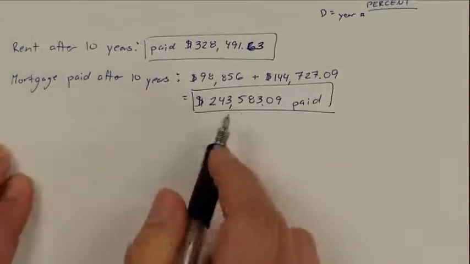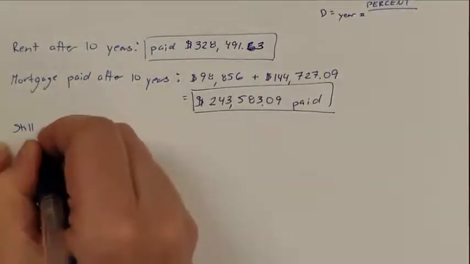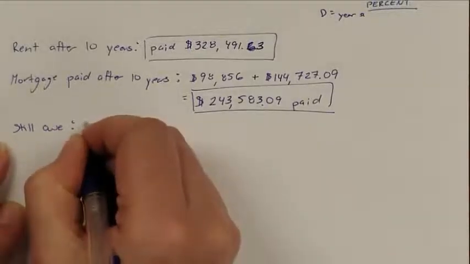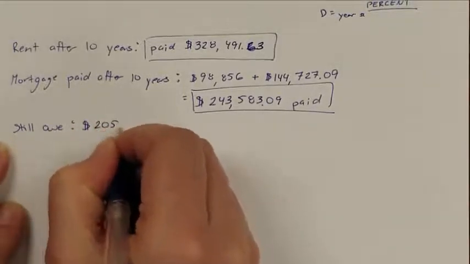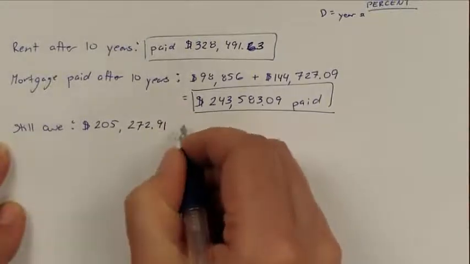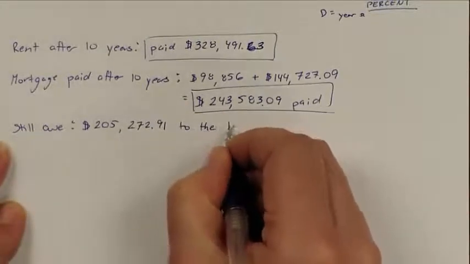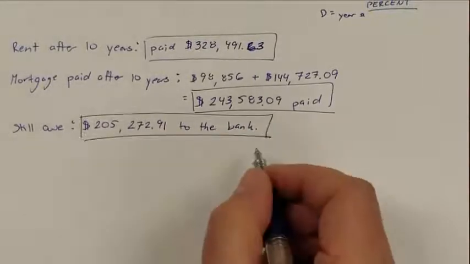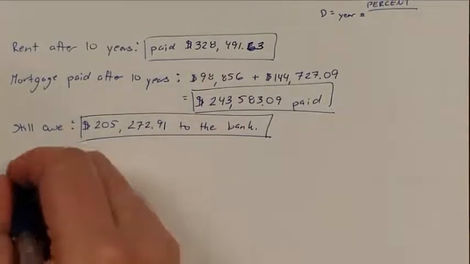If I purchase the house, I still owe money. And how much did I still owe? According to the spreadsheet, I still owed $205,272.91. I still owe this to the bank because that's how much of my loan is still there. That's something that we need to be aware of.